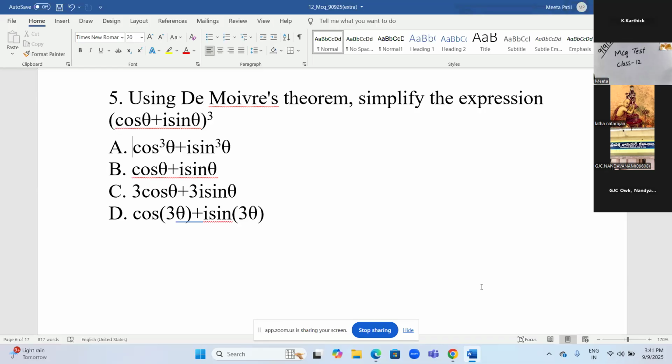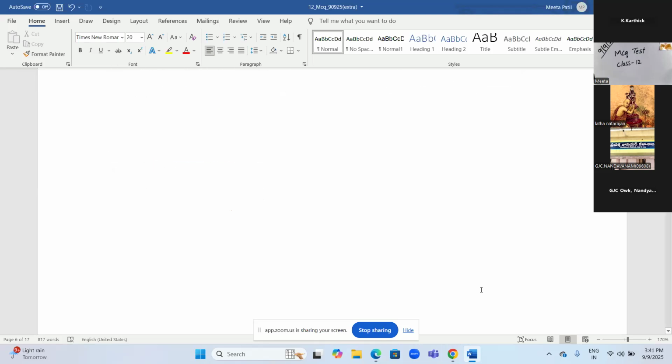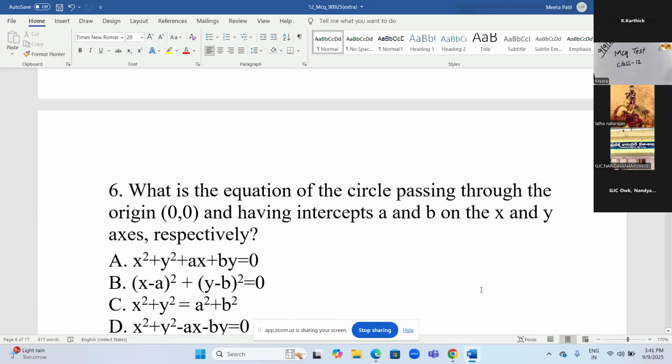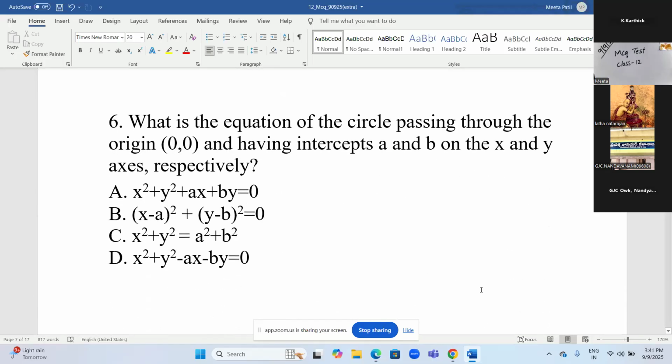Okay, students, we are moving to the next question now. This is your sixth question: what is the equation of the circle passing through the origin (0, 0) and having intercepts a and b on the x and y axis respectively? The options are A: x square plus y square plus ax plus by equals 0, and B: (x minus a) whole square plus y.